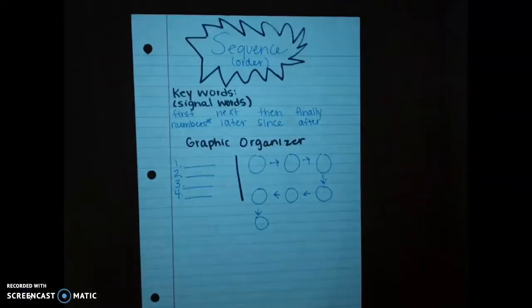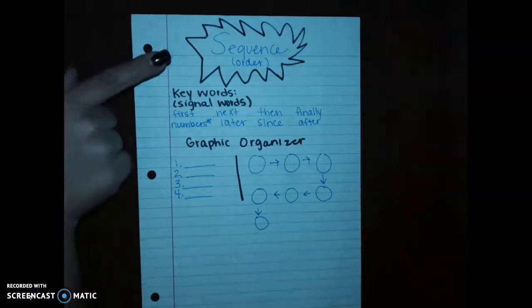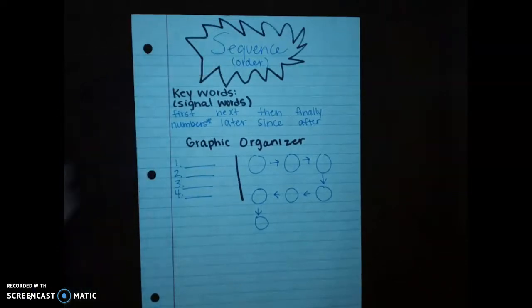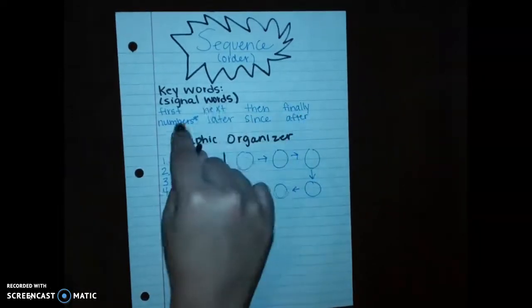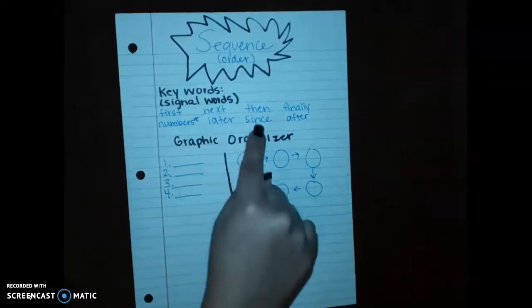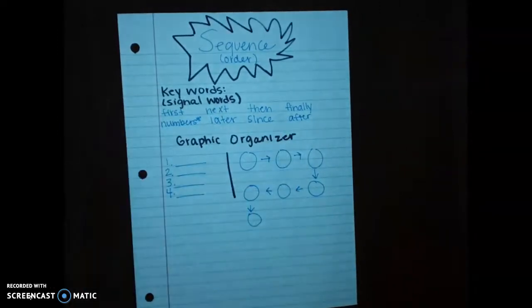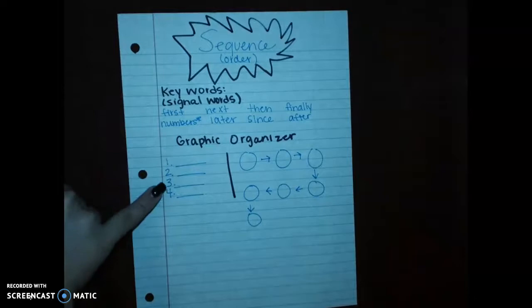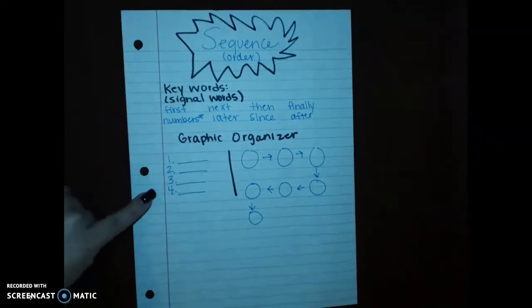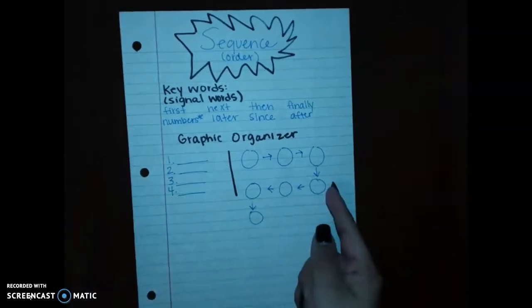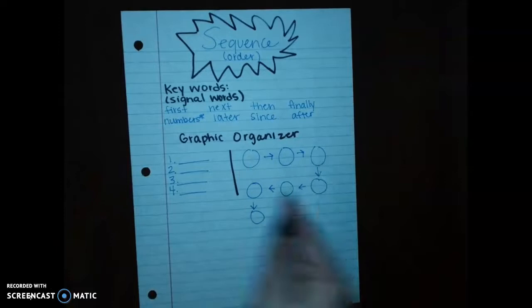Last but not least, the easiest of the 4 is sequencing or order. We're putting our story in order from beginning to end. First, next, then, finally. The numbers, later, since, and after are going to be our keywords. And then our graphic organizer, you're going to put them in order from 1 through 4 or however many, or you're going to use this little stepping stone diagram.